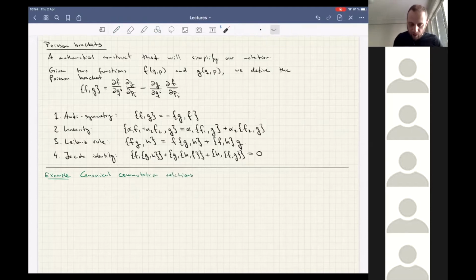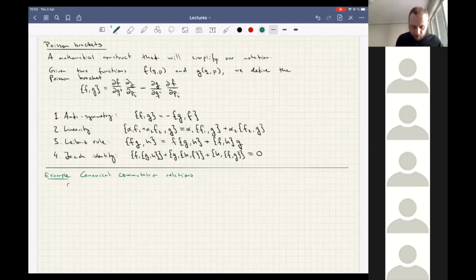When we have these Poisson brackets, f and g were arbitrary functions of p and q. There is nothing stopping us from putting f equal to qi and g equal to qj or pj. So let's see what happens when we do that.